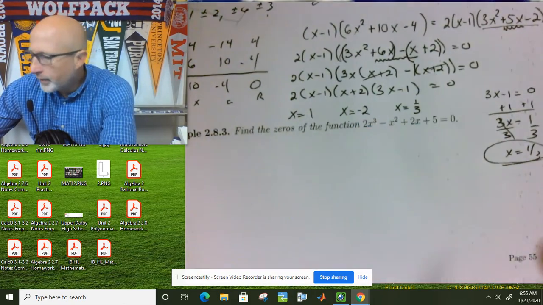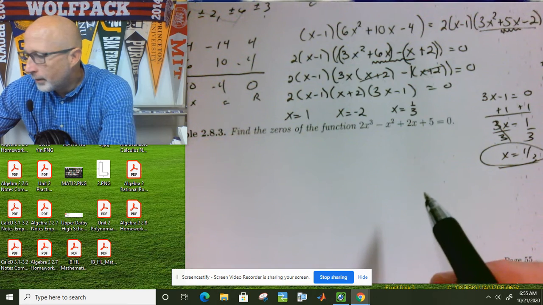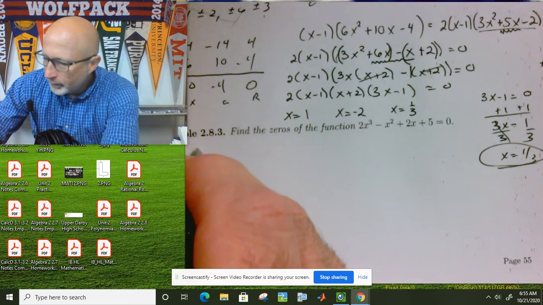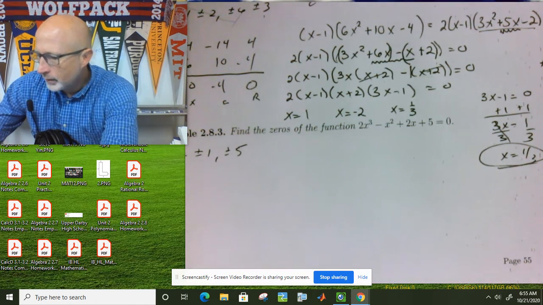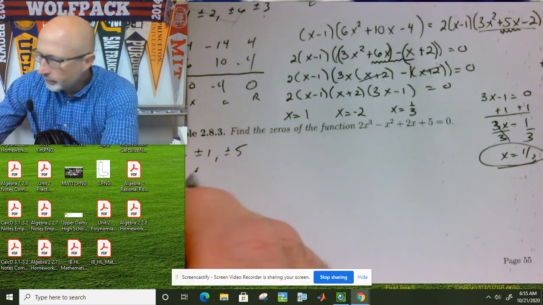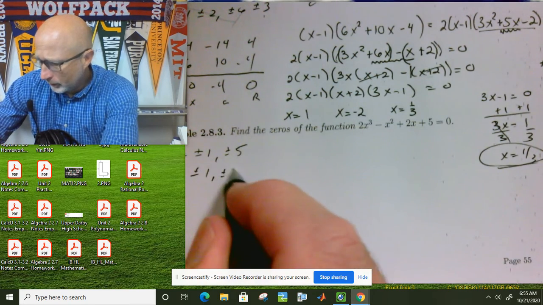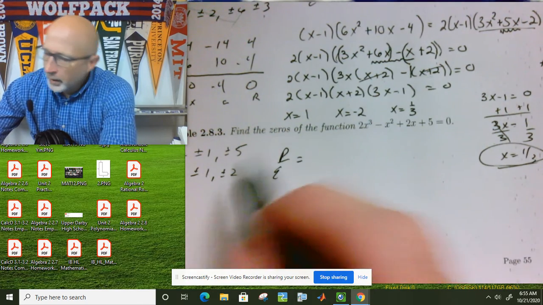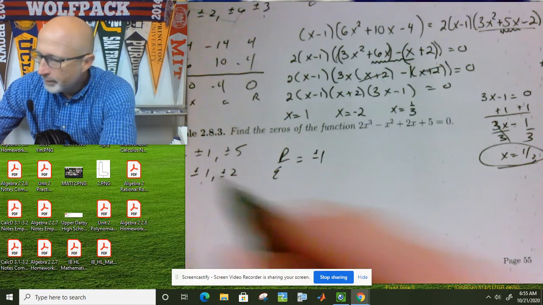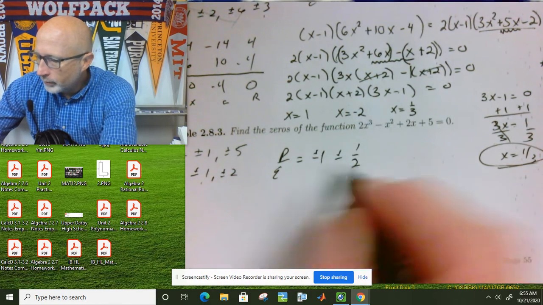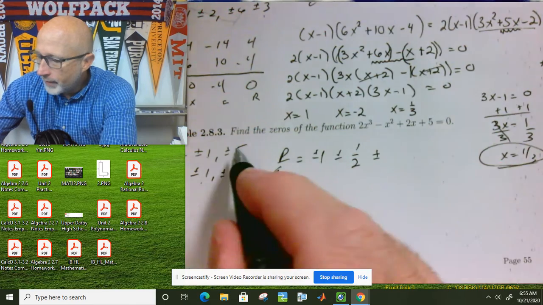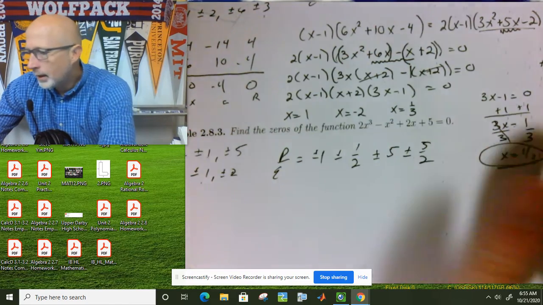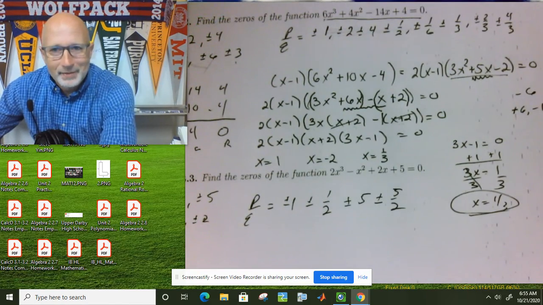Okay, over here, find the zeros of this function. So once again, we're going to go about the same way. So p is equal to plus or minus 1, plus or minus 5. Q is equal to plus or minus 1 and plus or minus 2. So p over q, if there's a rational root, has to be in the form of plus or minus 1, so 1 over 1, plus or minus 1 over 2, plus or minus 5 over 1, and plus or minus 5 over 2.